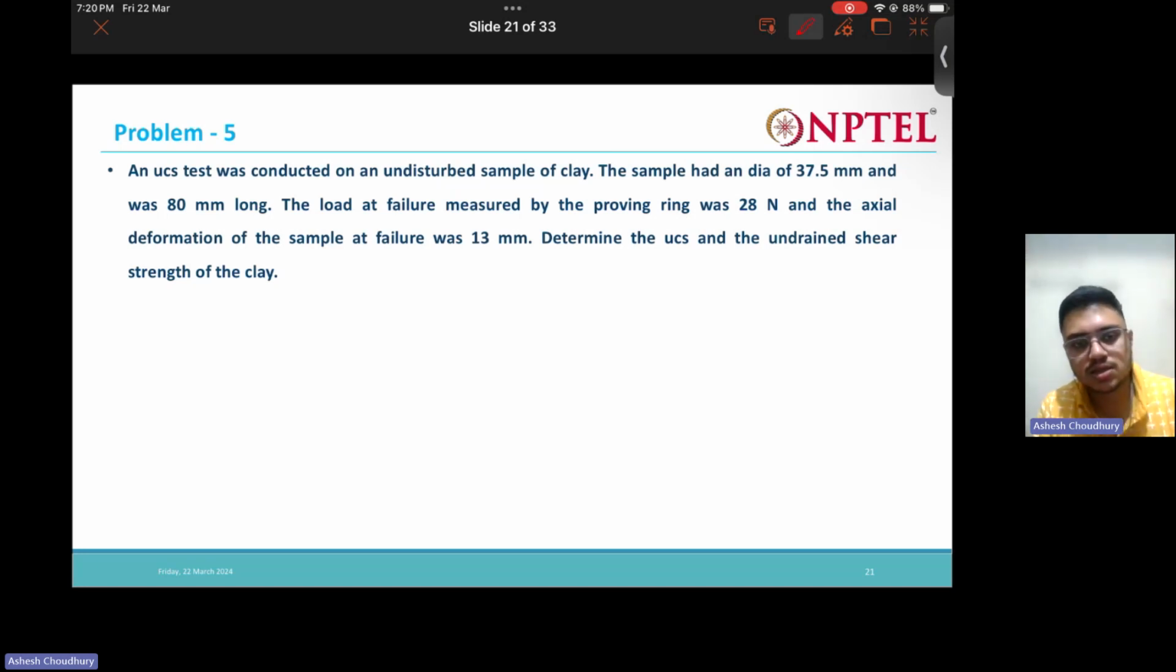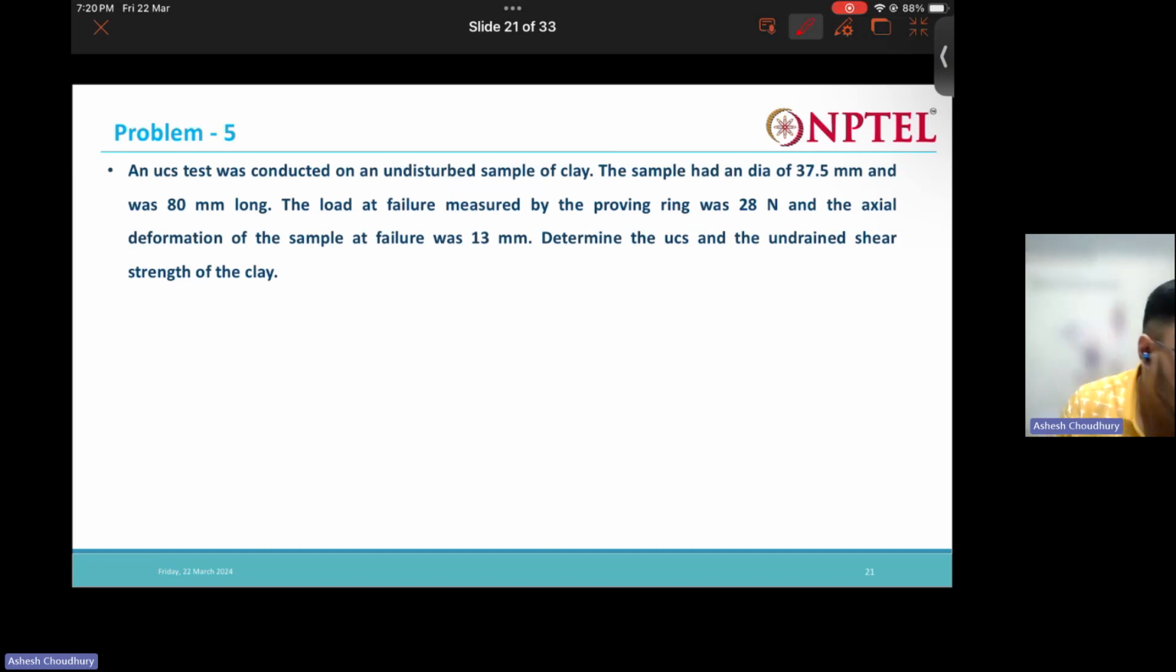A UCS test was conducted on an undisturbed sample of clay. The sample had a diameter of 37.5 mm and it was 80 mm long. The load at failure measured by the proving ring was 28 newtons and the axial deformation of the sample at failure is 13 mm. Just same as the first problem. We have to determine the unconfined compressive strength and the undrained shear strength of the clay.